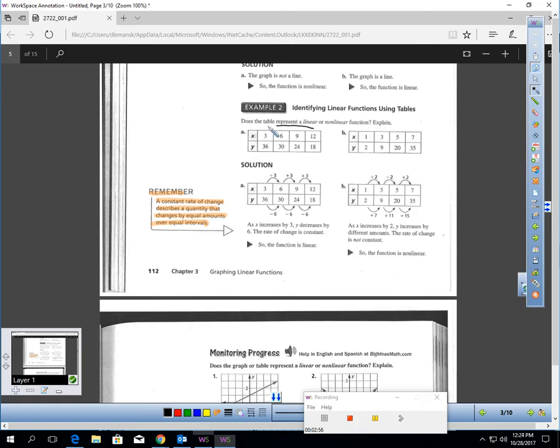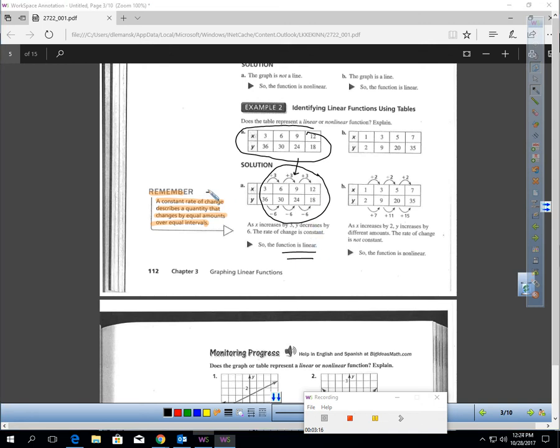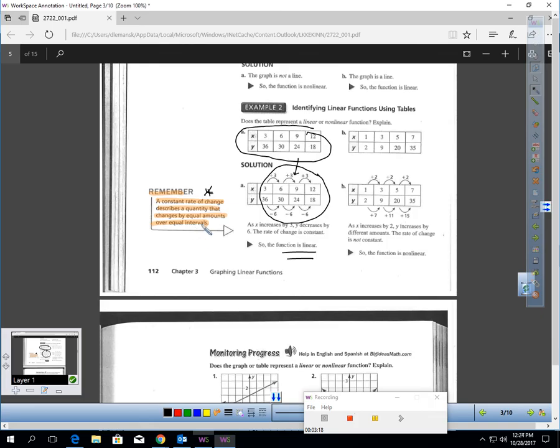Let's start with this table. Is this linear or nonlinear? We'll look below. You notice how x is always increasing by 3, but y is always decreasing by 6. The rate of change is the same. It's constant. That means this is a linear table. Okay? Constant rate of change means linear.